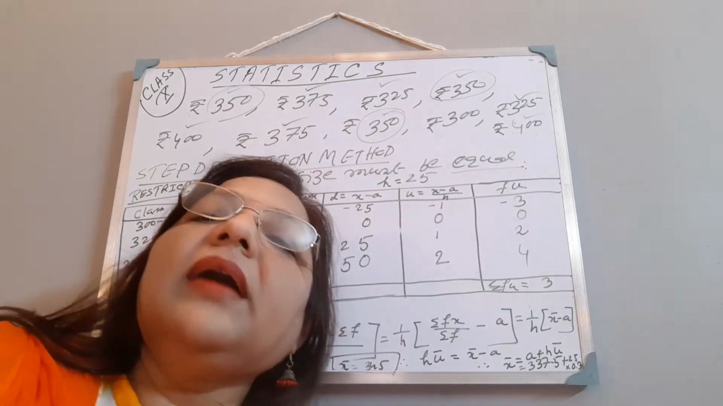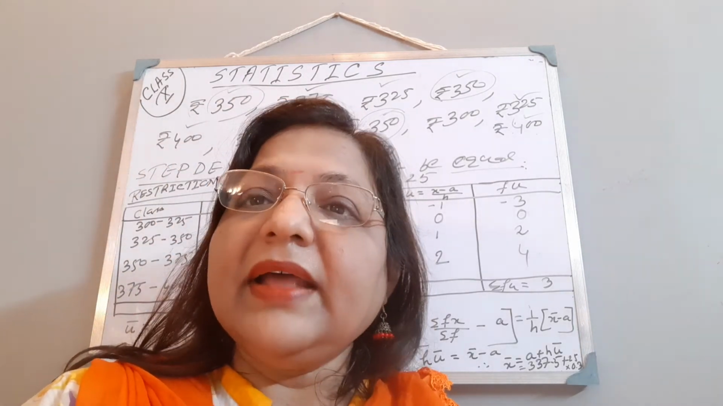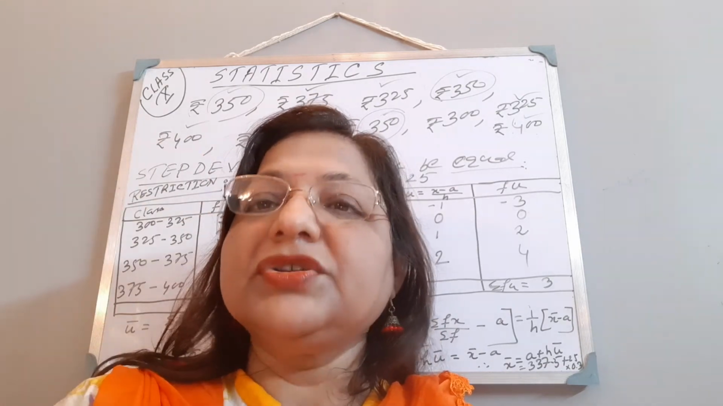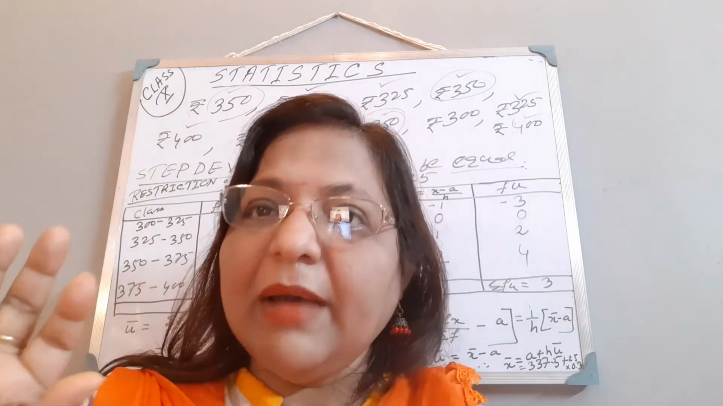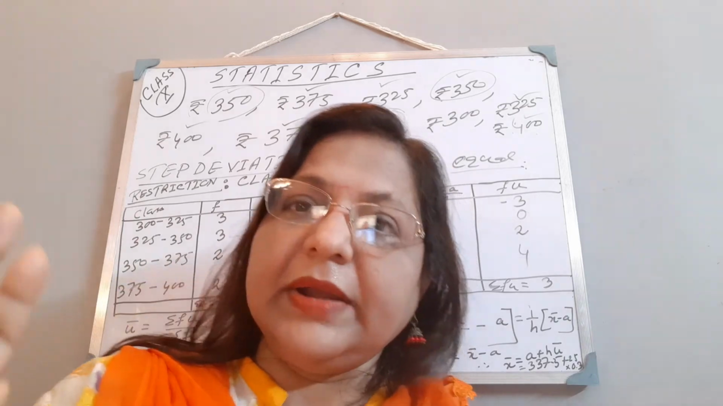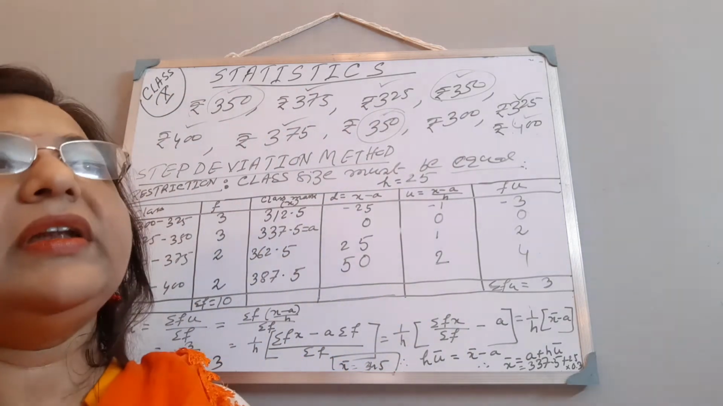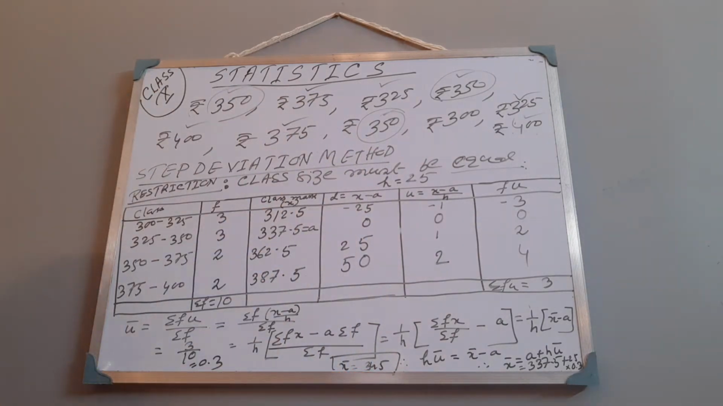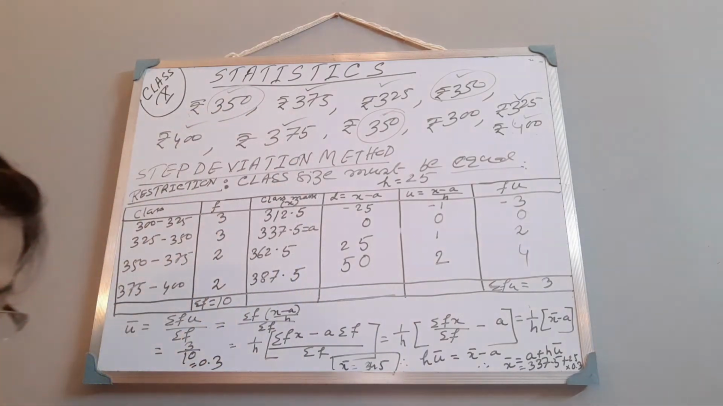Another method we have already done, that is the sum of the total values divided by the total number of values. So that is sigma xi by n. That formula is already done. Next is the deviation method, already done, and the step deviation, also done. Now we will start the exercise from your textbook.